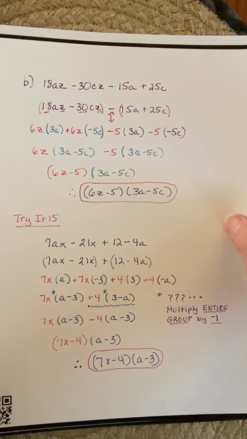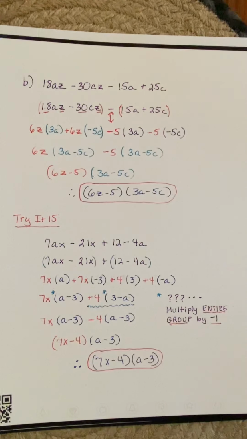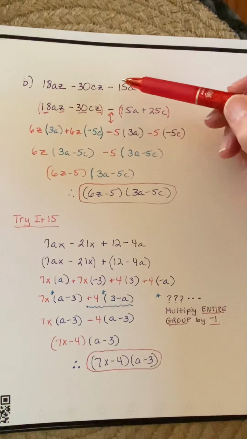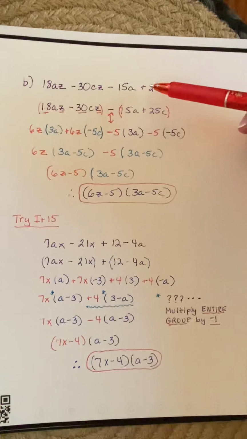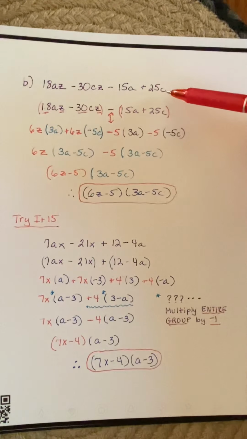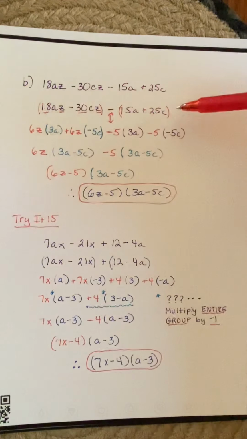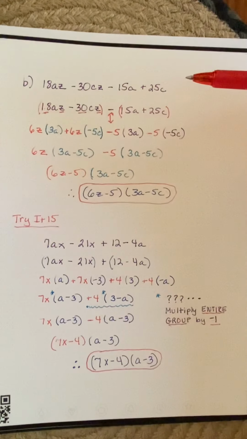Let's go on to a little more complicated problem in letter B. It's a little more complicated because of the negative signs. So in B, we have 18az minus 30cz minus 15a plus 25z. Okay, I throw my parentheses around the terms. Thankfully, they all line up.